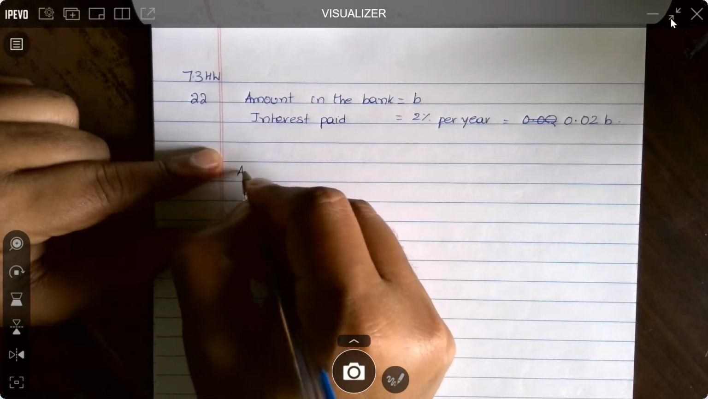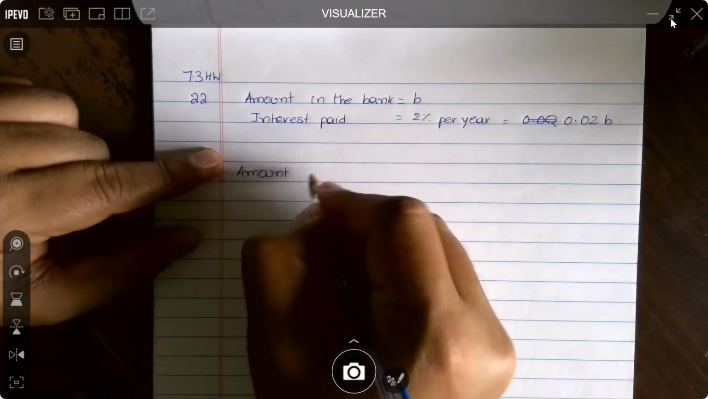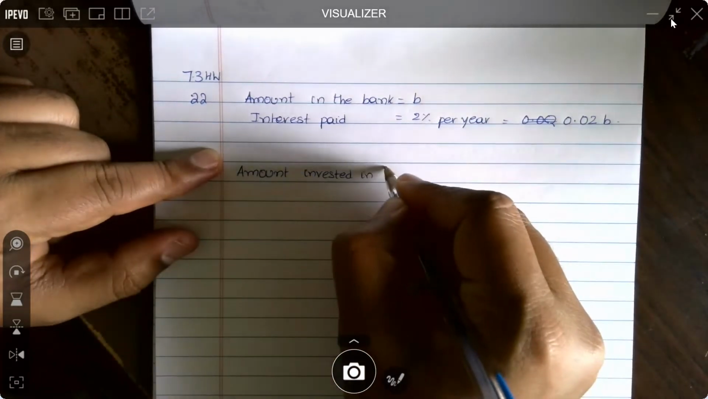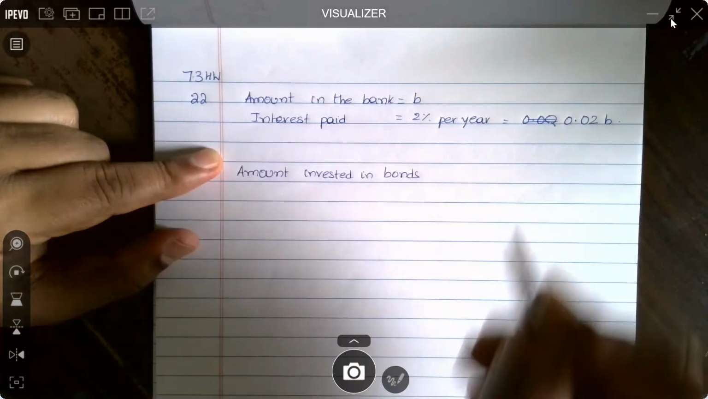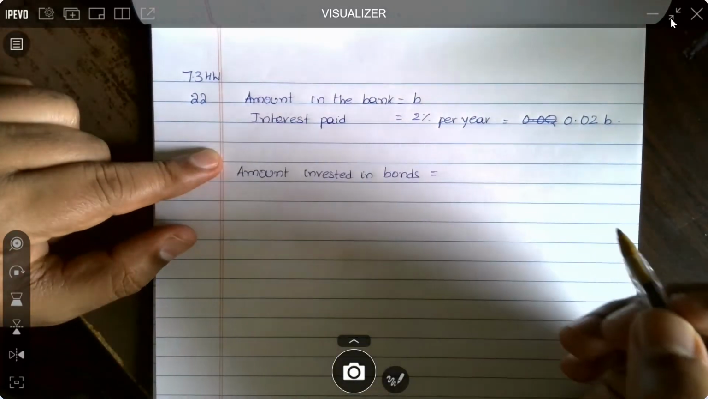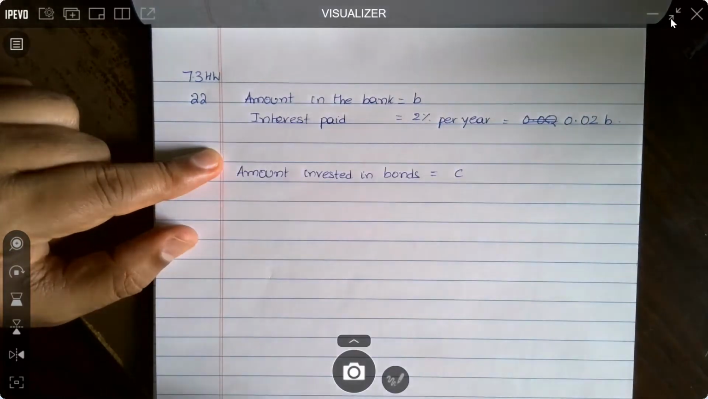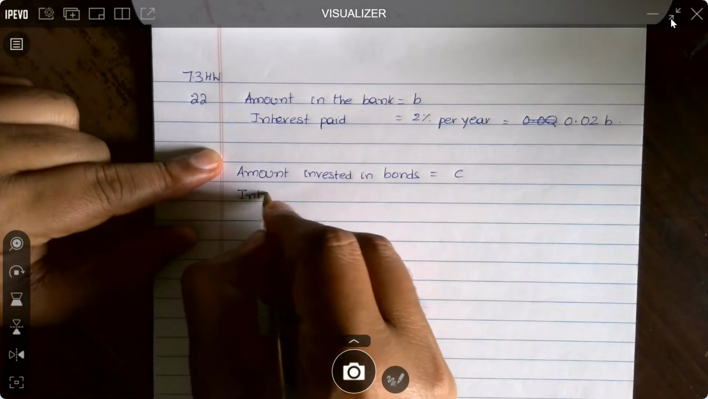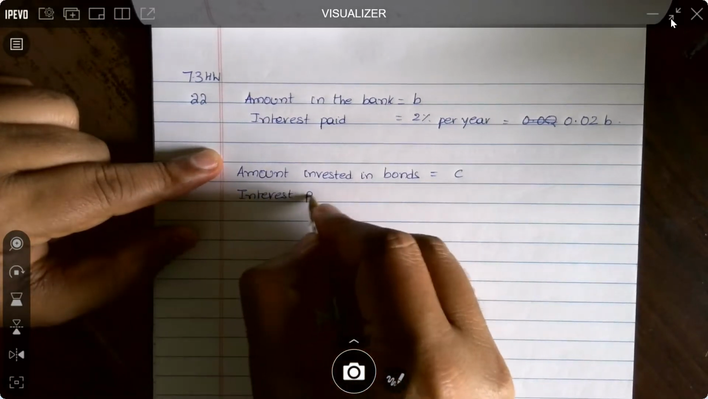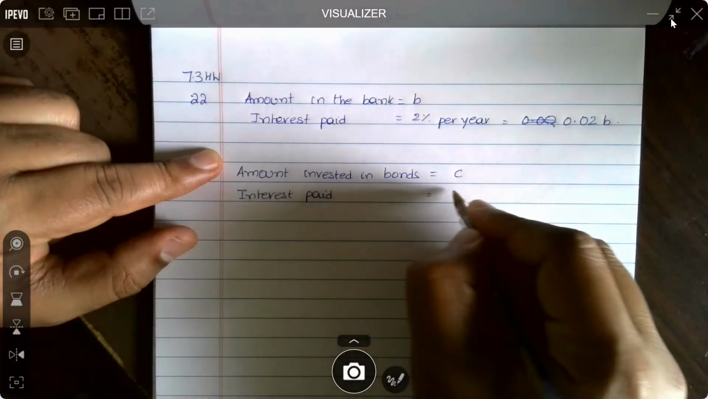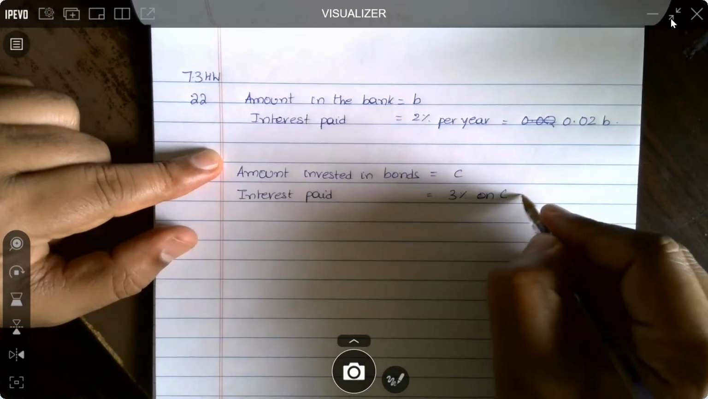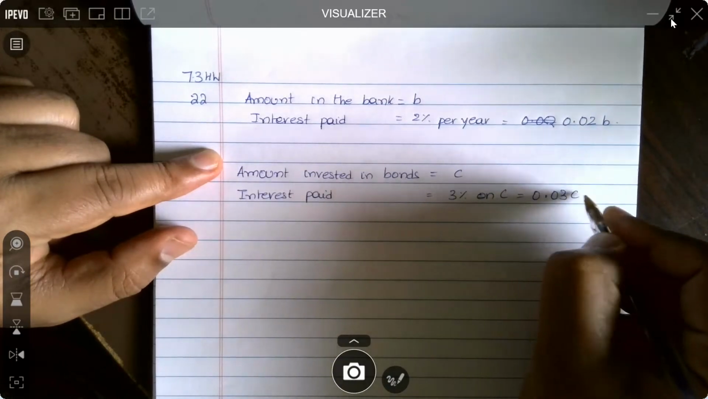Now I'm going to invest some additional amount of money in bonds. So the amount invested in bonds, let me call that C, and it pays me 3% simple interest. So the interest paid is 3% on the amount C, which is going to be 0.03 C.